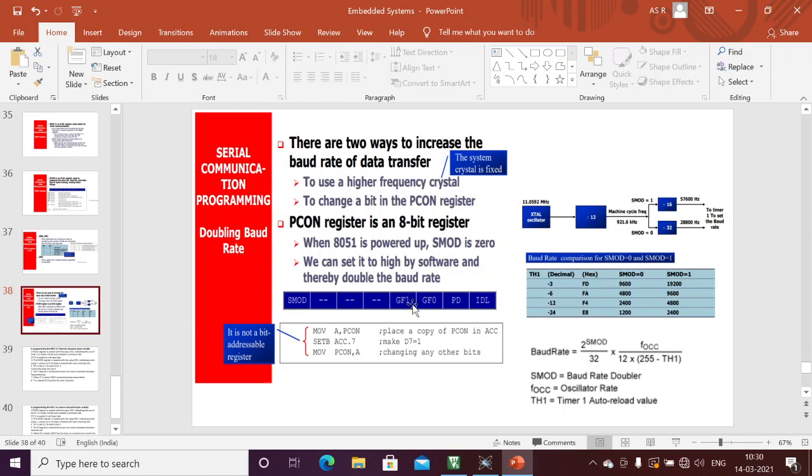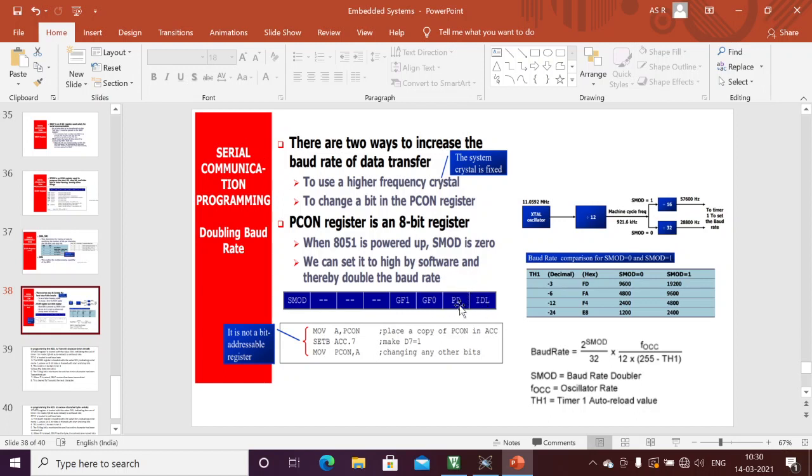Here, general flag 0 and general flag 1 are two general flags, and for future use I am always setting them to 00. And here the PD is the power down mode. For example, normally our power consumption is at 5 volts. If I want to reduce to 2 volts, this power down mode can be used. This is the idle mode; if I want to put my processor into sleep mode, I can use this mode. If I want to reduce the power consumption to 2 volts, I can put my microcontroller into power down mode.